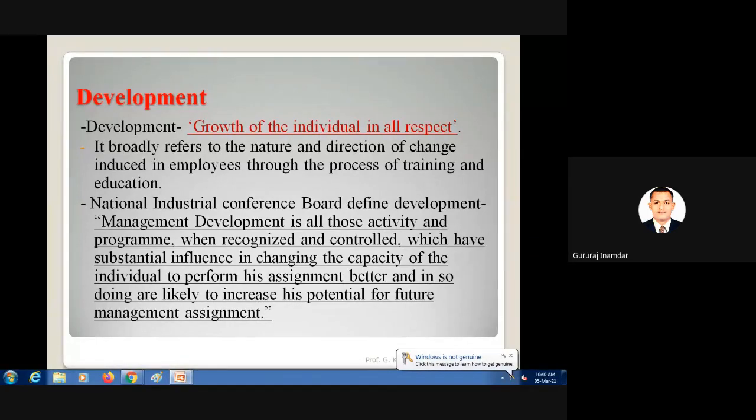Next point is the National Institutional Conference Board definition of development. Management development is all those activities and programs, when recognized and controlled, which have substantial influences in changing the capacity of the individual to perform his assignment better, and in so doing are likely to increase his potential for future management assignment.